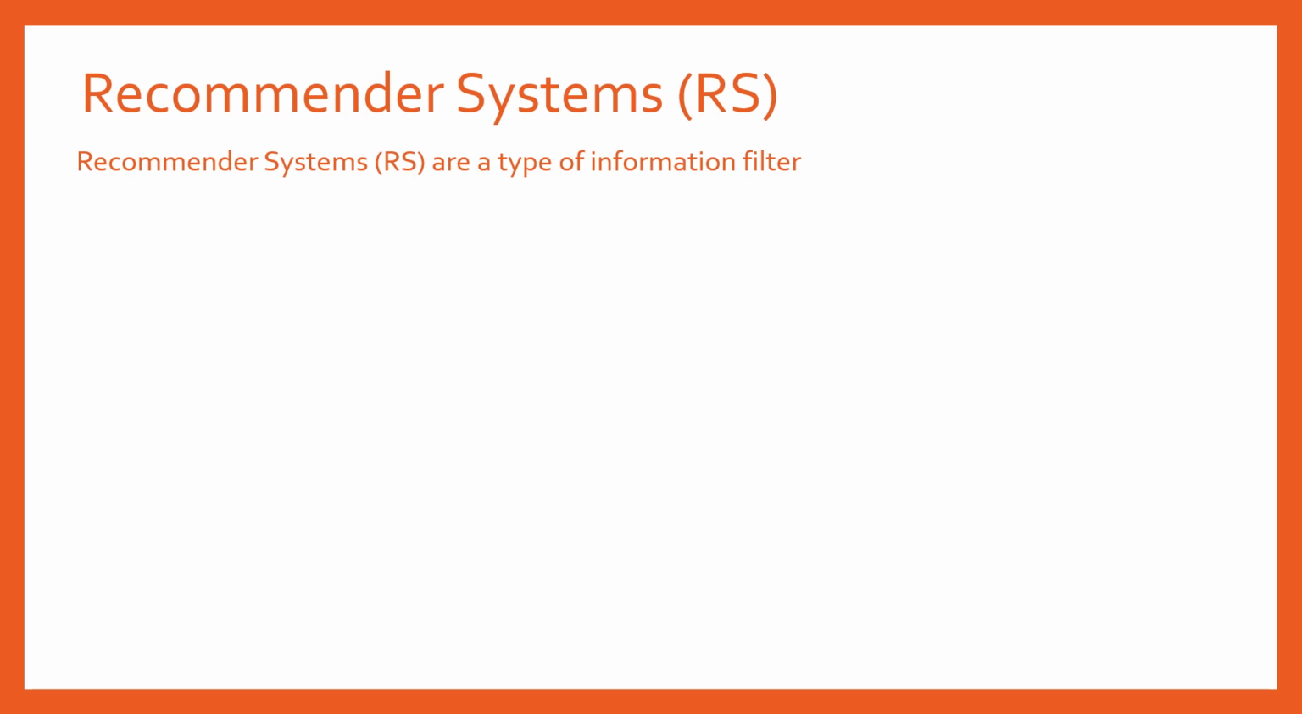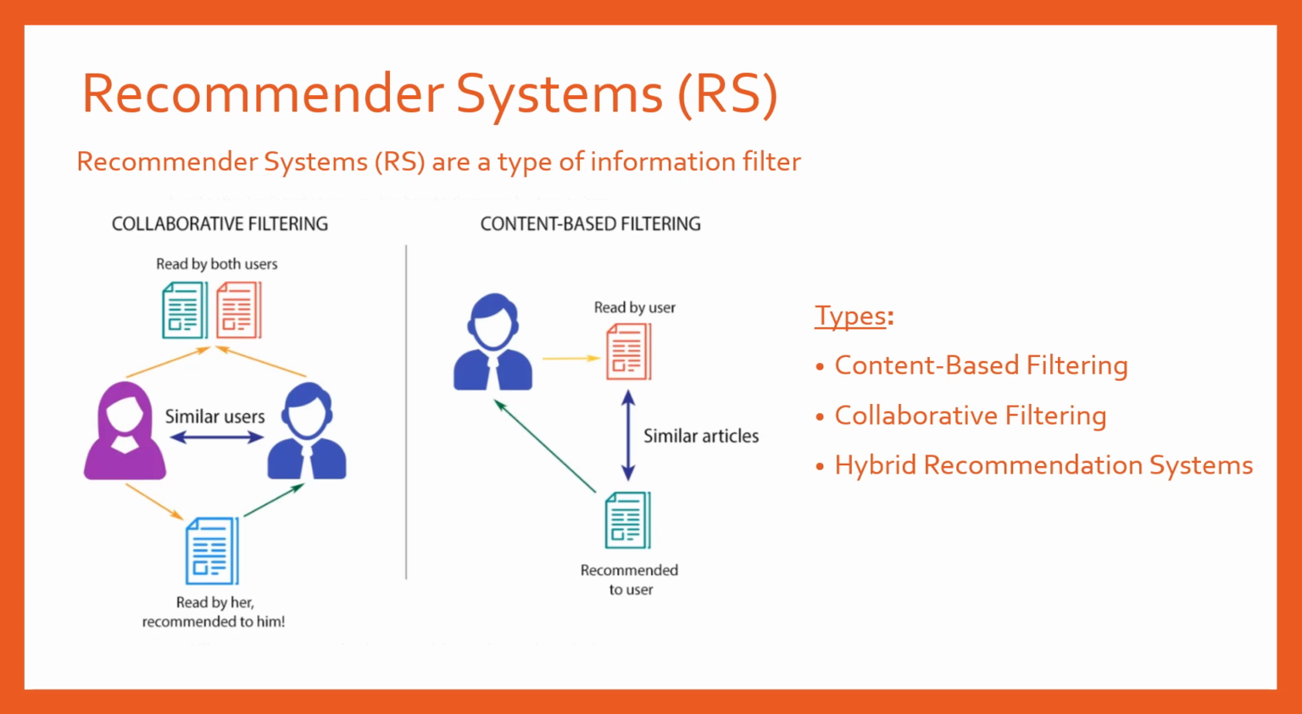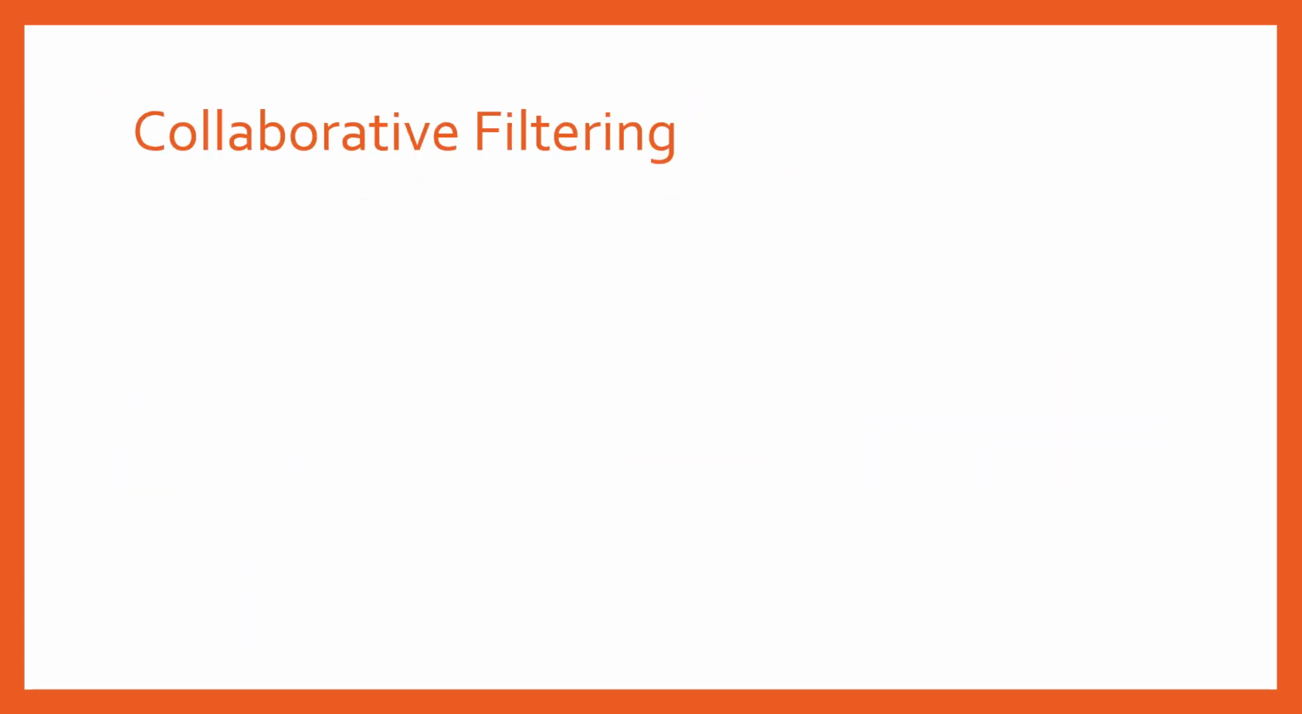Recommender systems are a type of information filtering. There are two main types: content-based filtering and collaborative filtering. There are also hybrid recommendation systems which combine the two methods. As you can see in the figure, collaborative filtering looks at the user-to-user interaction, while content-based filtering looks at the user-to-item interaction. We will be focusing on collaborative filtering for the purpose of this presentation.